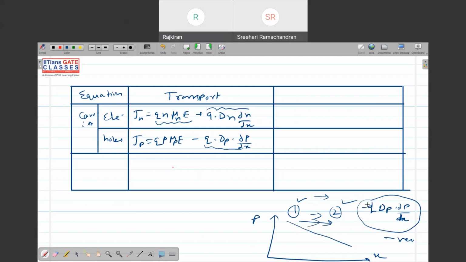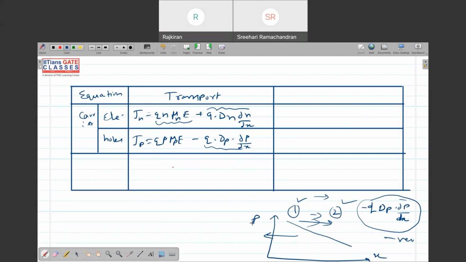If I don't put this minus, I will get negative current. What would it mean? The current would be flowing in the negative x direction. If you evaluate without a minus, you will think that current is flowing in the negative x direction. So that's why this minus is there.